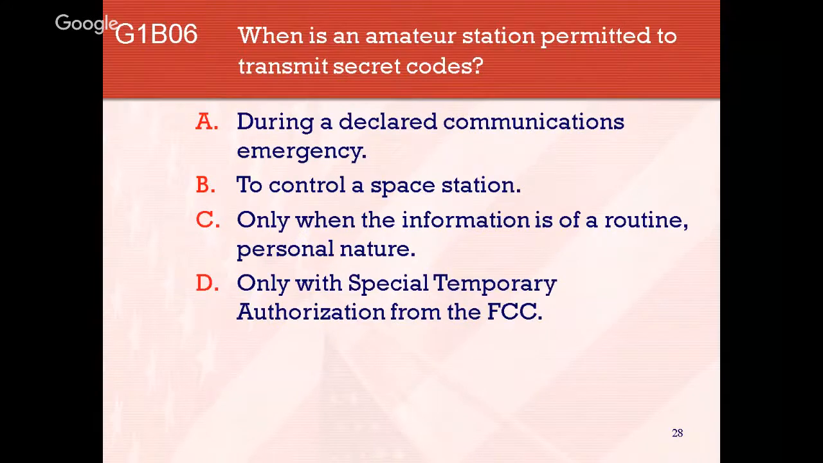So, when is an amateur station permitted to transmit secret codes? A little bit tricky here, and maybe not. Again, with secret codes you don't encrypt your signal or anything like that. But the only time you really use a secret code is when you want to control a space station. B is the correct answer here.